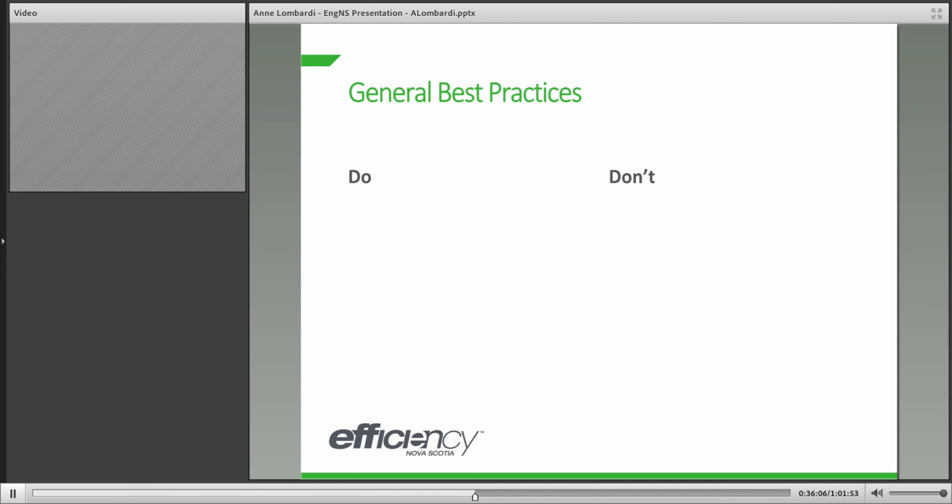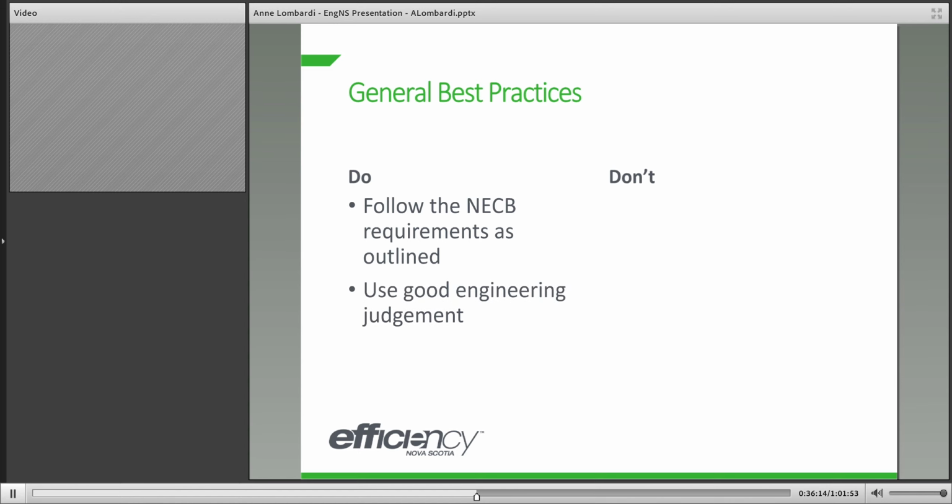In general best practices, do follow the NECB requirements as outlined. So if there's a requirement there, try and follow it. If there's not a requirement, try and use good engineering judgment about what's reasonable for a reference building. And then also do critically assess model results. So we want to make sure that we're looking at all the results of both the reference and the proposed model to make sure that it's reasonable given the building design, right? So maybe looking at the energy use intensity and thinking about whether that's reasonable for the type of building, etc.